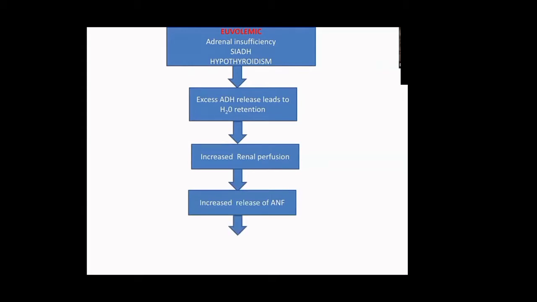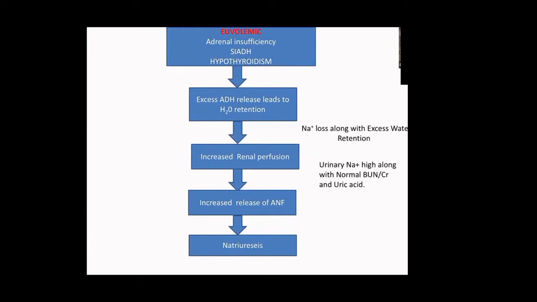is loss of urinary sodium. So more and more urinary sodium. So in hypovolemic or hypervolemic hyponatremia, in the previous slide which I discussed, there will be low urinary sodium. But I will discuss there are some exceptions. If it's euvolemic, the urinary sodium is bound to be high. So you get a urinary sodium which is high along with normal blood urea, creatinine and uric acid.